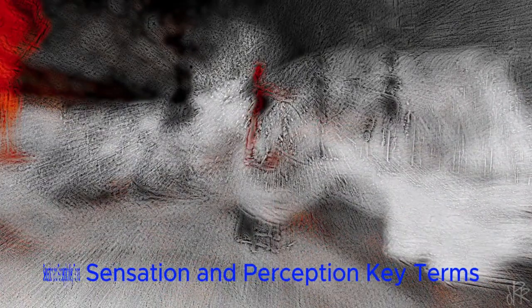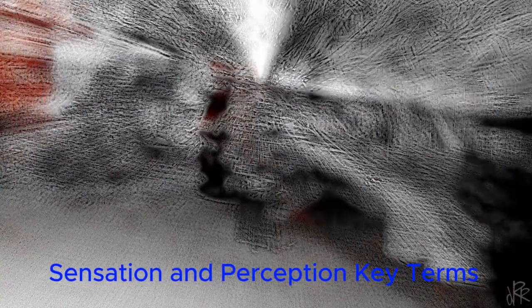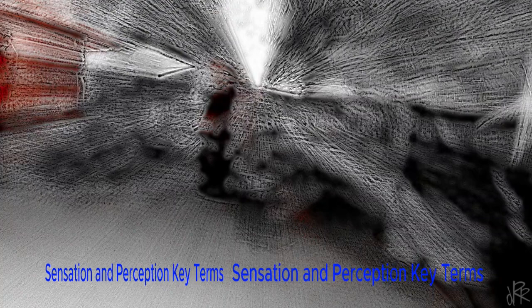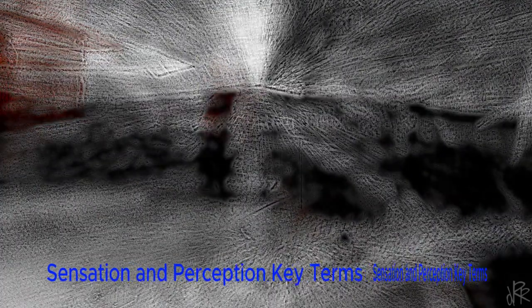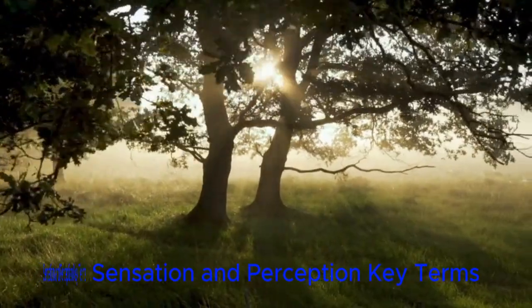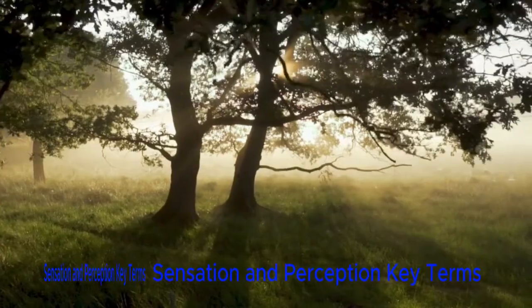Difference threshold, also known as the just noticeable difference, JND. The difference threshold refers to the smallest detectable change in a stimulus. It's the minimal difference needed for someone to notice a change. For instance, if you're tasting 2 cups of coffee and can tell that one is slightly sweeter than the other, that difference represents the JND.